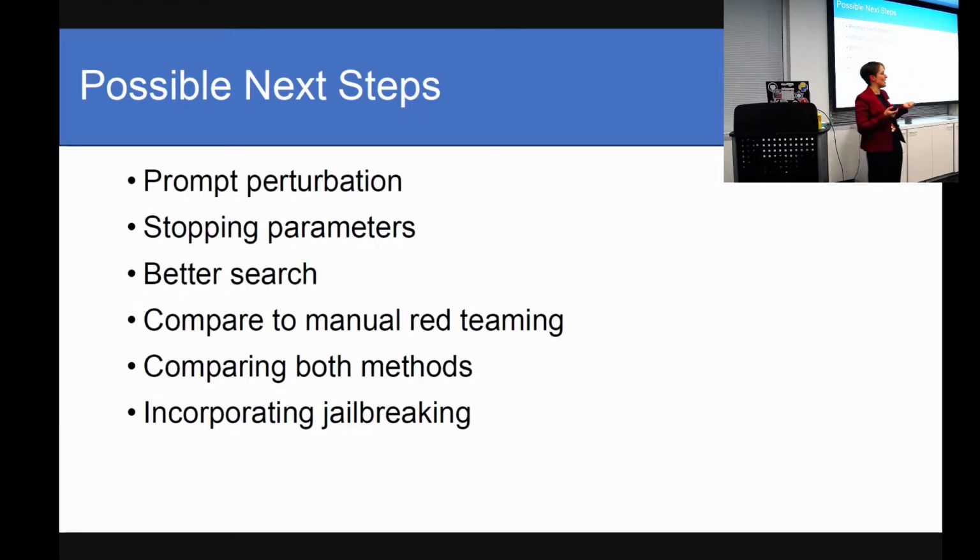We can compare this to manual red teaming, so we can see if we give people some time and some goals, are they able to find stuff that we're not finding? We can compare each method to itself, and say, does the exploratory method get us things that are close to the best results? And we can incorporate jailbreaking. My hope is to not have to incorporate jailbreaking, but if you need to, I think we can incorporate that into the prompt generation process.